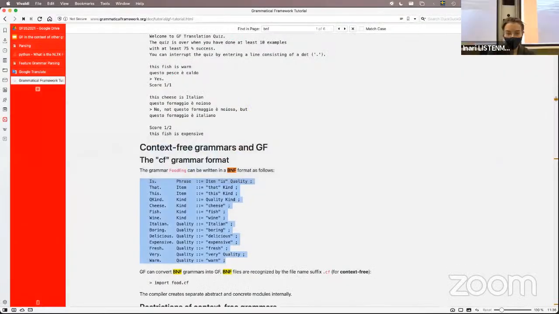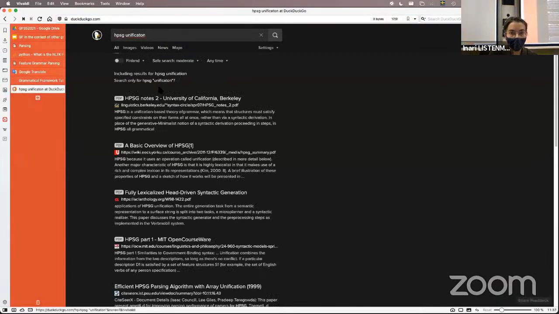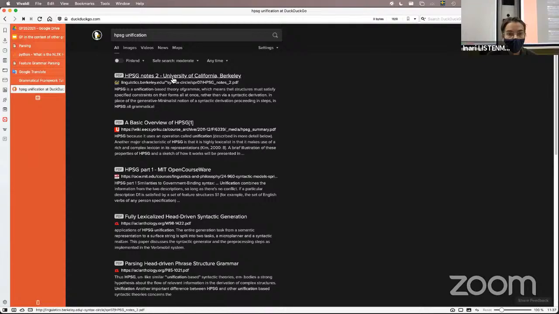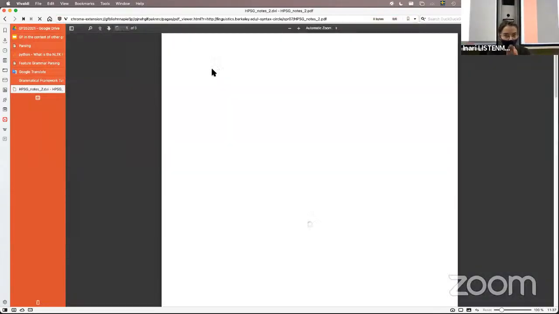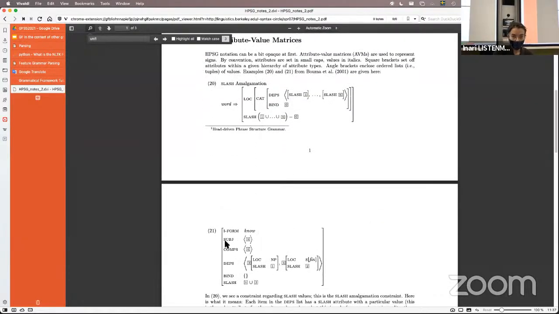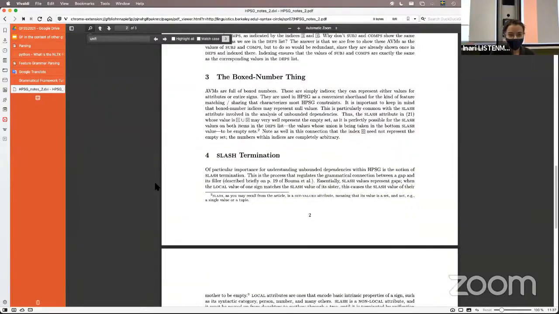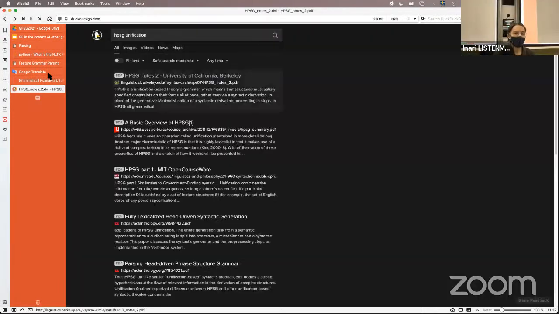We have a talk this evening about HPSG. I think they have this kind of feature matrices, and that's going to involve a lot of unification. But I have no clue how it works. So maybe tomorrow, if there are any questions about unification, I'll know everything about it.